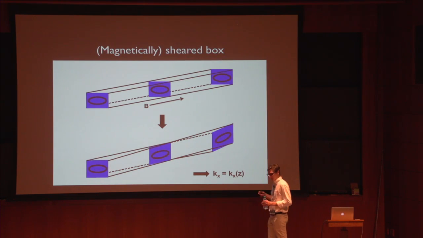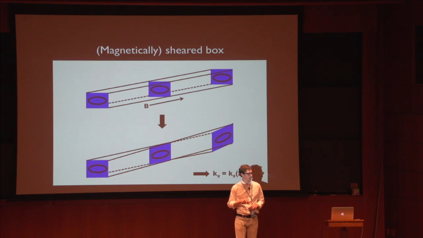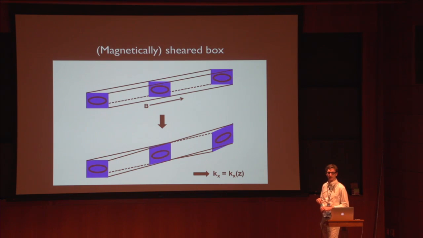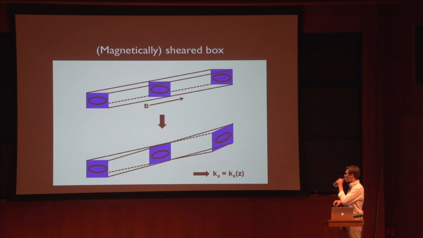And so I mentioned it's a shearing box. Why did I say it was a shearing box? Well, there are two ways in which this box can be sheared. One of them is magnetically, and the other one is via flow shear. And so here's a picture of how that works.